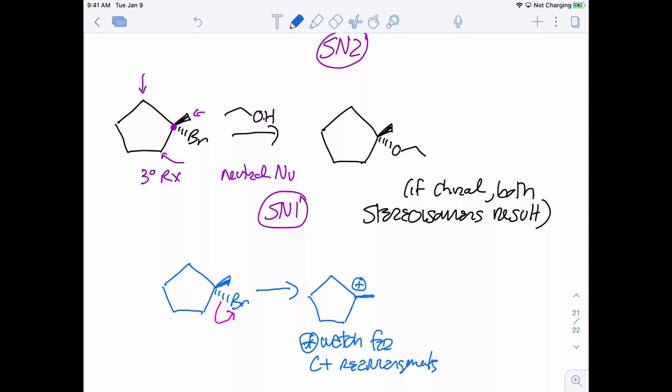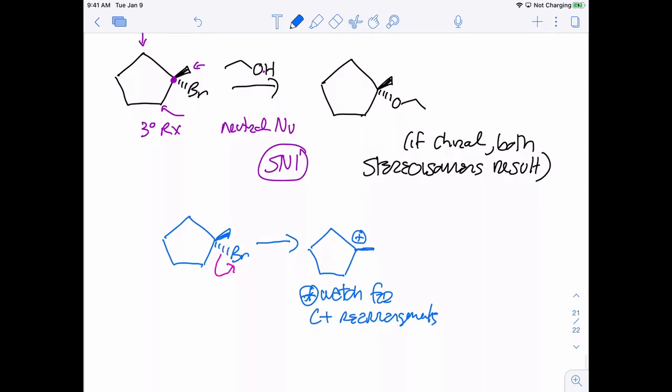This one wouldn't have any. If I was to do a hydride shift, I'd actually make it worse. It's tertiary right now, and I would end up with a secondary carbocation. We don't want to make it worse. We only want to do rearrangements if we can make it better. So we're not going to do anything.